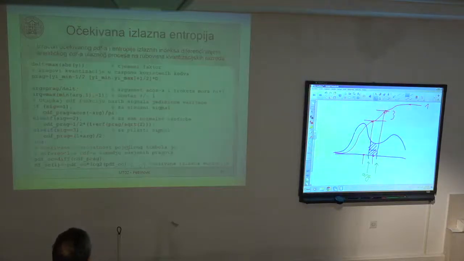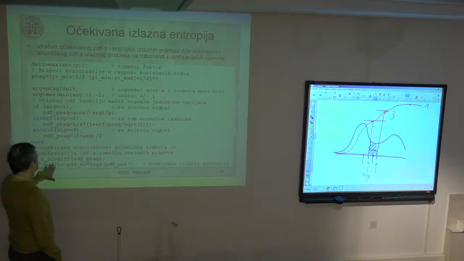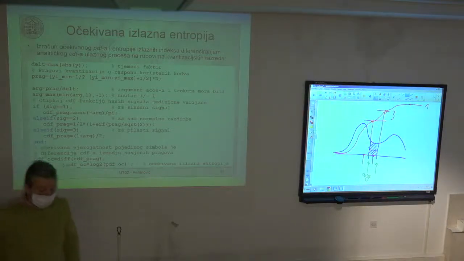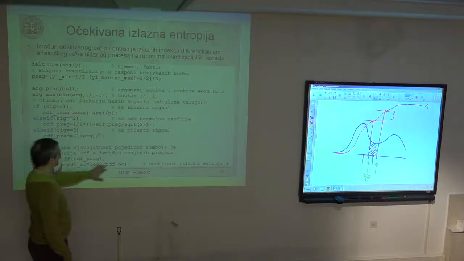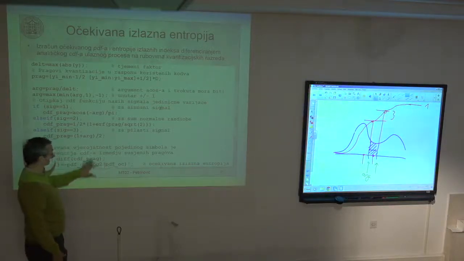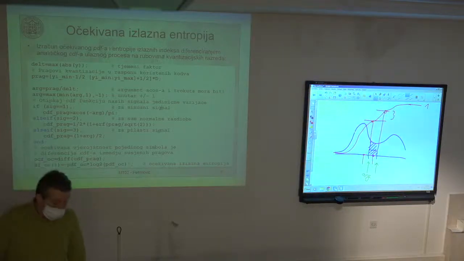Okay, now that I have this expected PDF based on the density of the process, I can also compute what would be the entropy of such a PDF. Now I don't have to bother about non-existing codes, because now the probability for each of the classes is non-zero. And I can compute a normal scalar product of the PDF times log2 of the PDF. Okay, and I get the expected entropy of the output signal.